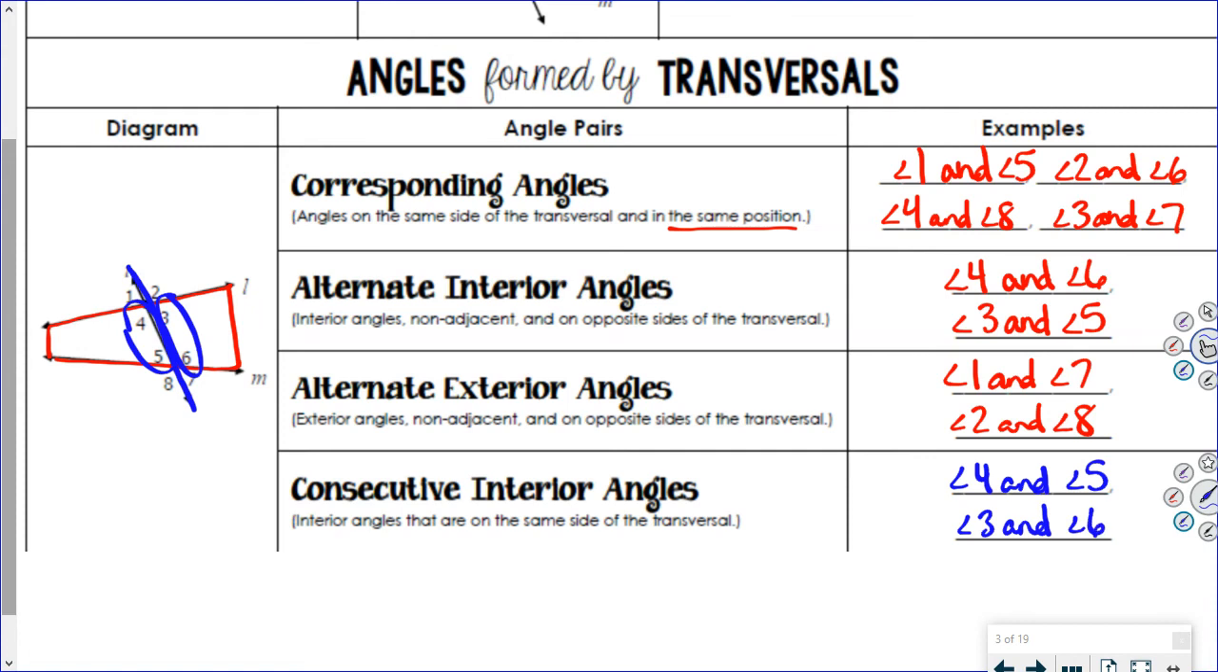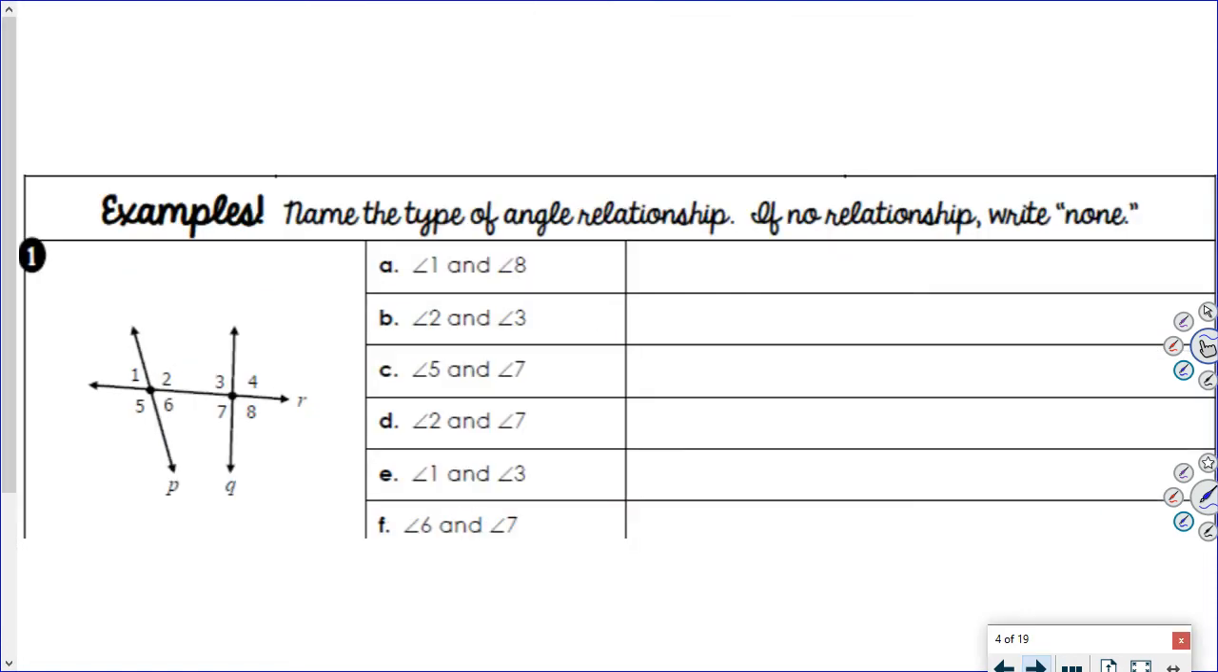Now, consecutive interior is what this particular document calls these angles. There are some books and some pieces of information that call them same side interior. So if you see that phrase, just know it means the same thing, just meaning that they're on the same side of that transversal. Okay? All right, moving down below.